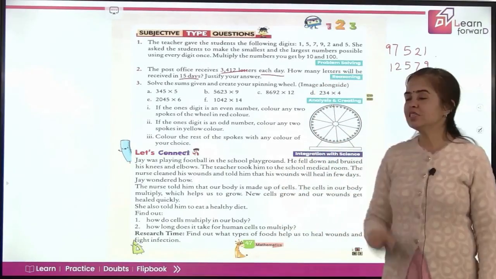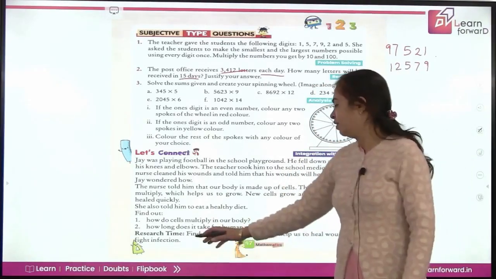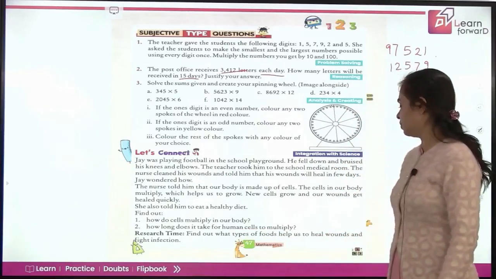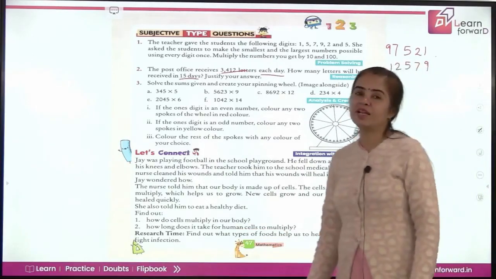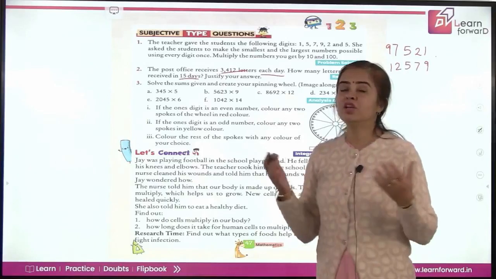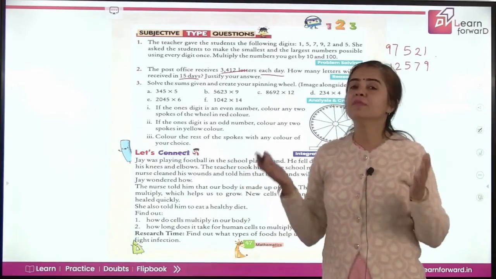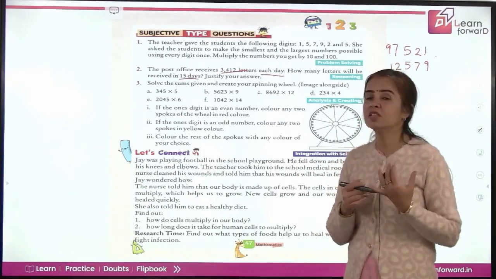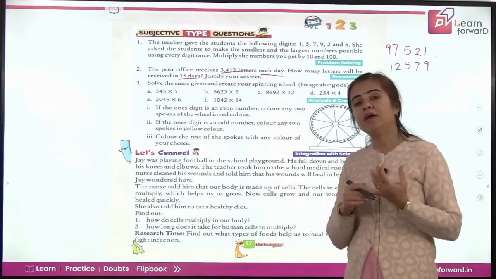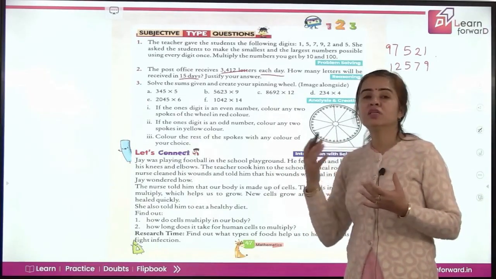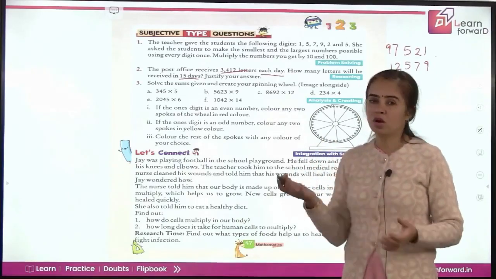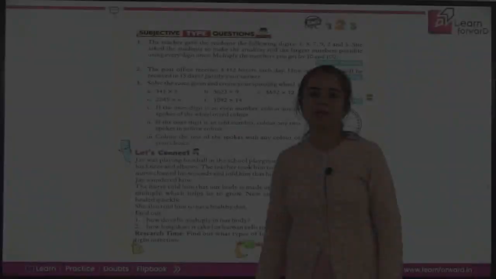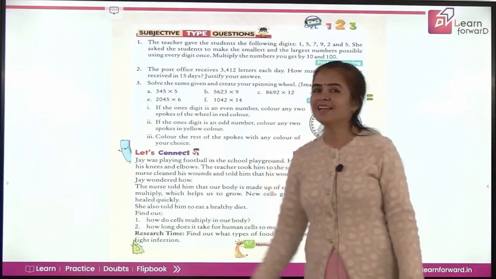So, explore this with your science teacher and find out what types of food help us to heal wounds and fight infection. There's a variety of food that we need to eat which helps us in growth, which helps us in giving us energy. They also help our body to just repair the worn out parts, right? So, discuss this with your science teacher now.